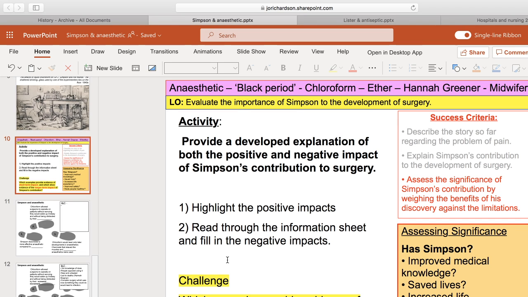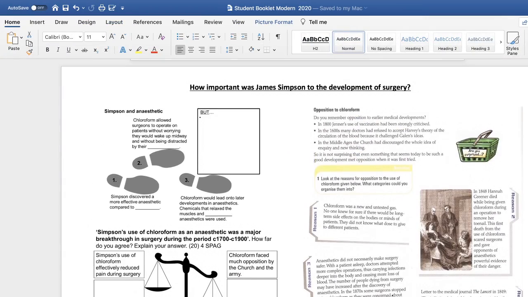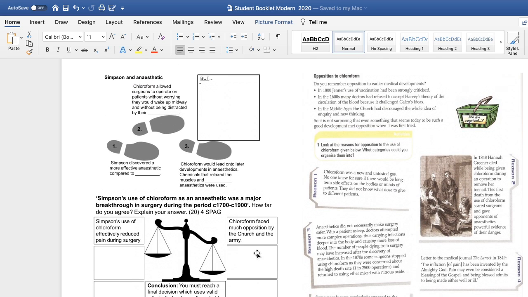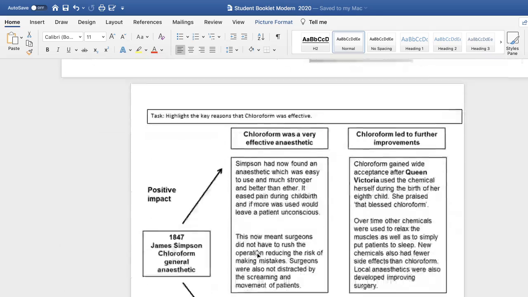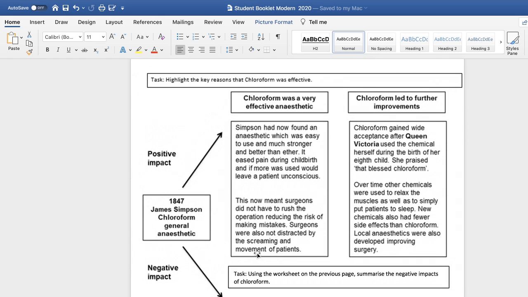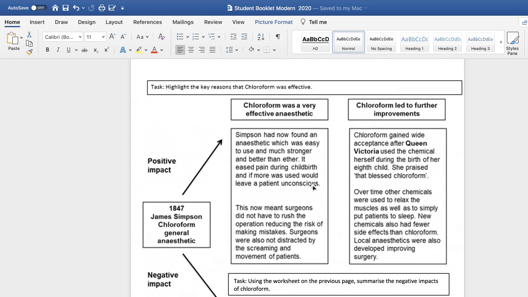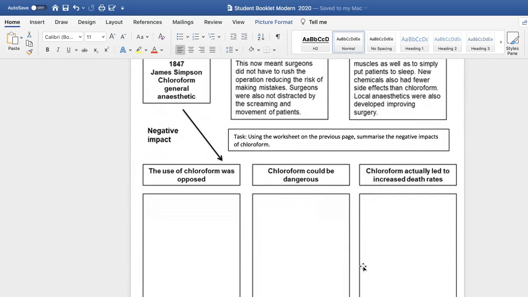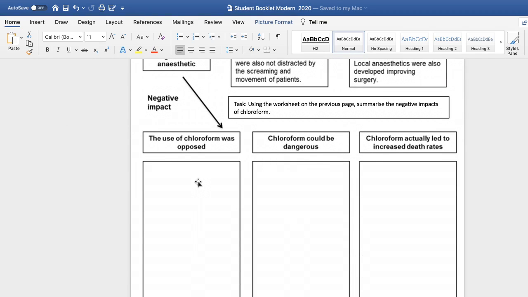Now, what you have to do next is read through the information sheet on the next page. Over here on page 14, read through this and think about it using this sheet. The positives are already done for you. It tells you the positive of an effective anaesthetic, number one being that it was effective. Highlight why it is so effective and why that is so important. Then read this sheet to find out the negatives. It's already done in 3 categories for you.